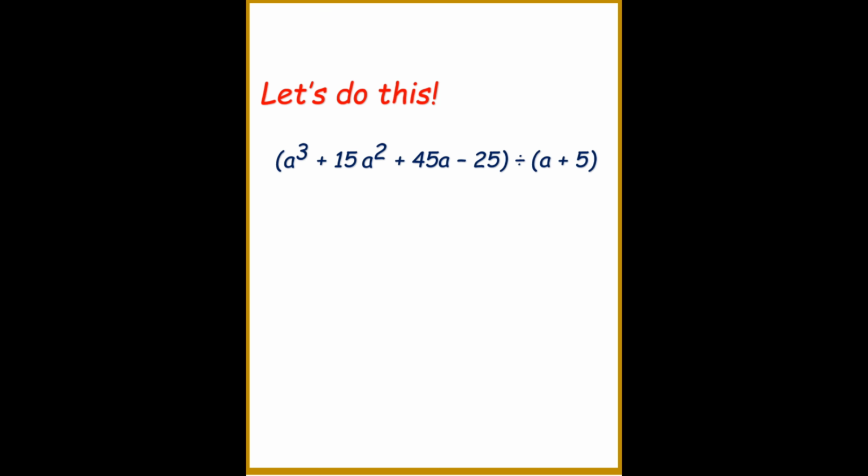Let's do this. We have the given a raised to the third power, or a cubed, plus 15a squared, or raised to the second power, plus 45a minus 25 divided by a plus 5. So how are we going to do this? This is easy, guys. Let's put that symbol, and we place the 5 in there.